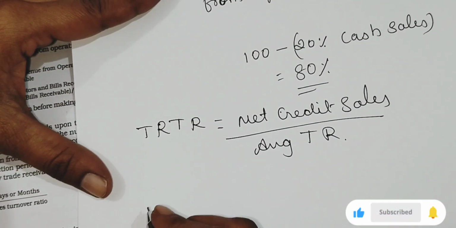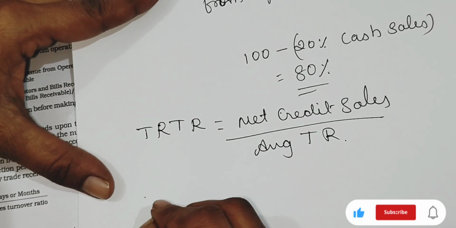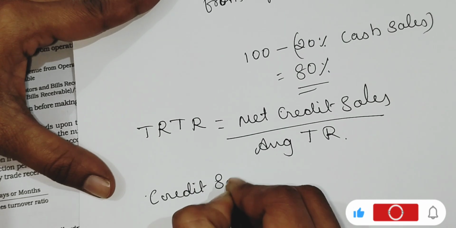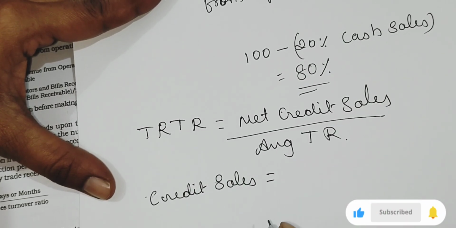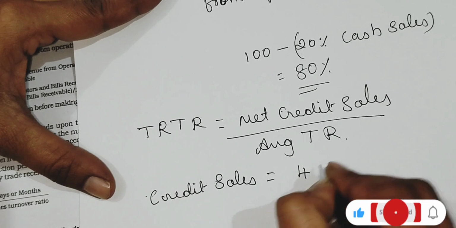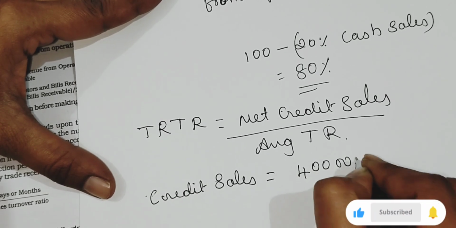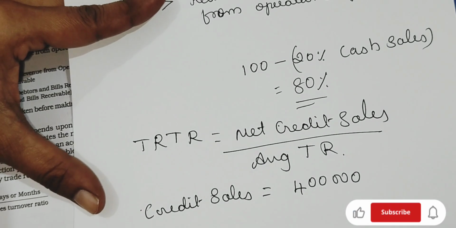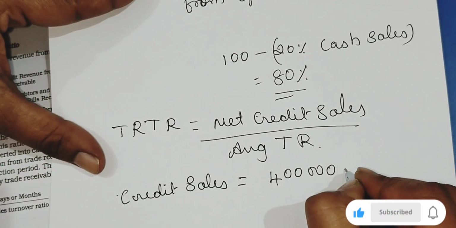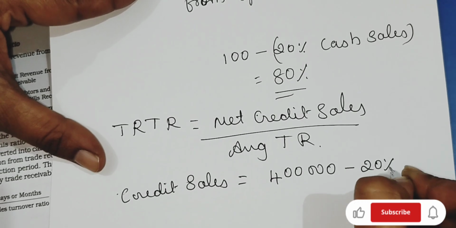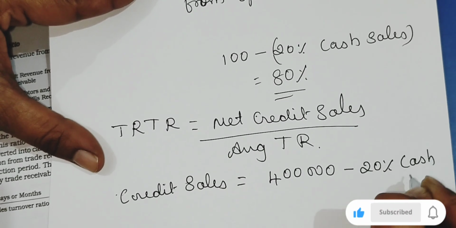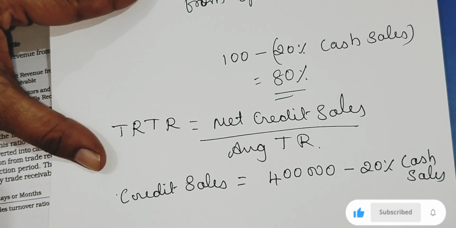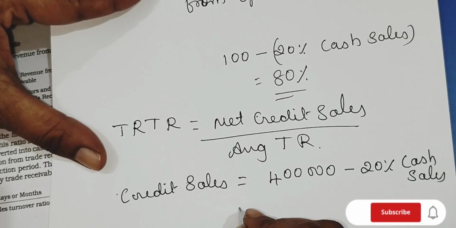So you will understand more. Okay. Now credit sales is how much? Credit sales is from total revenue. Total revenue is 4 lakh. Out of 4 lakh, you need to deduct 20% of cash sale, or you can directly calculate on 4 lakh 80% also. Now we'll try both. Okay.